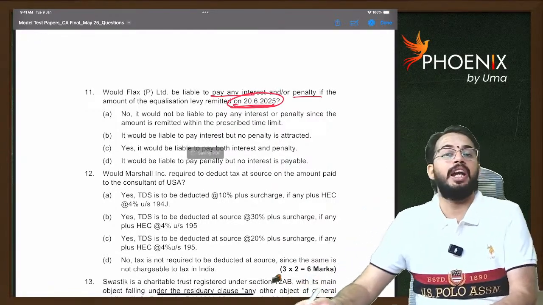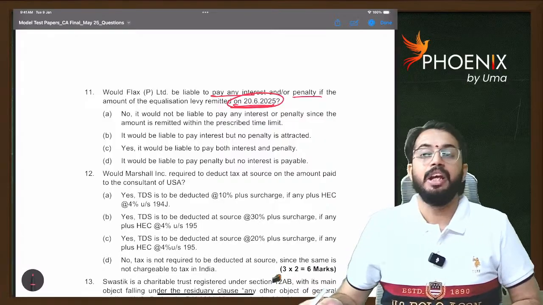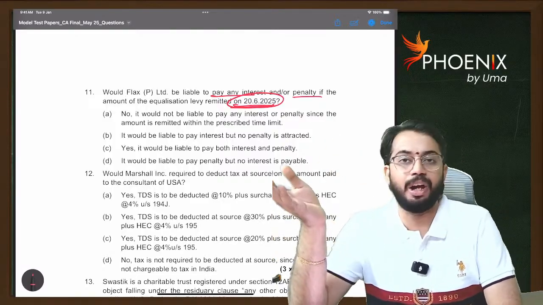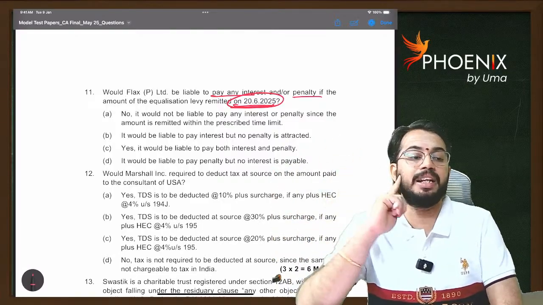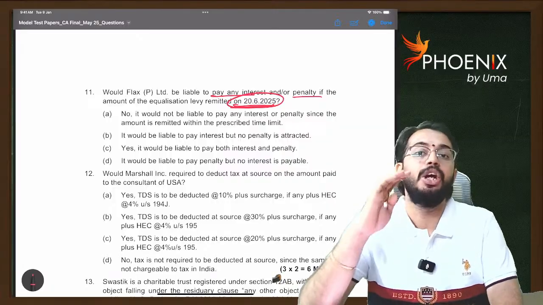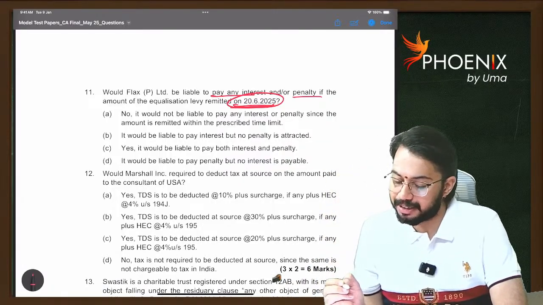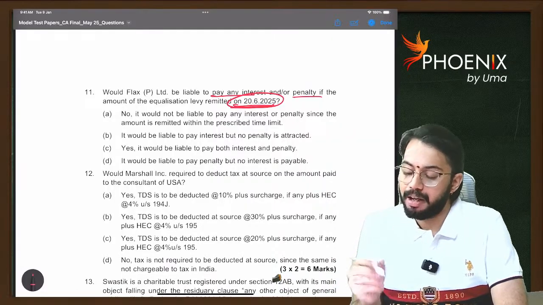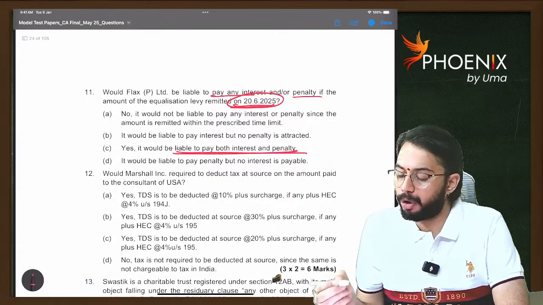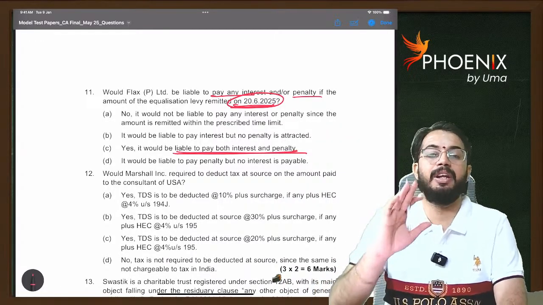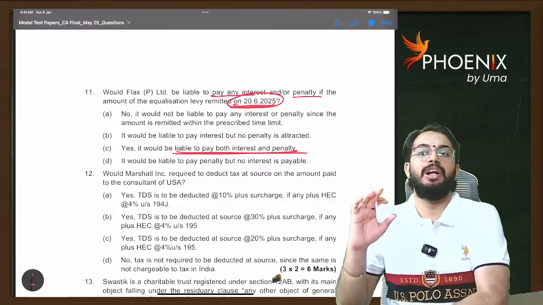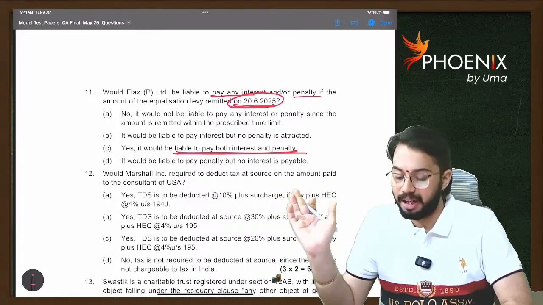If you do not deduct equalization levy on time, if you do not pay equalization levy on time, then you are required to pay interest at the rate of 1% per month. You are also required to pay penalty. So here how much is interest? Yeah, here it would be liable to pay both interest and penalty. Interest will be 1%, penalty is equal to amount of equalization levy.